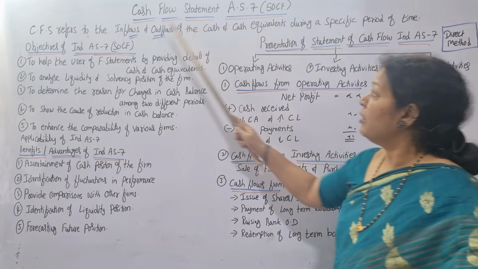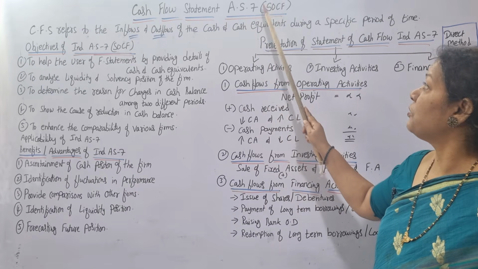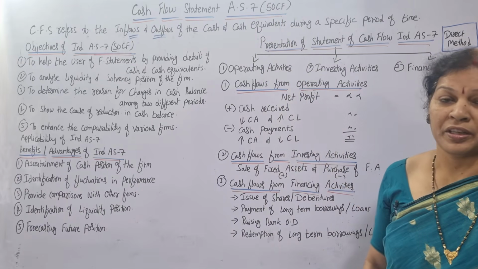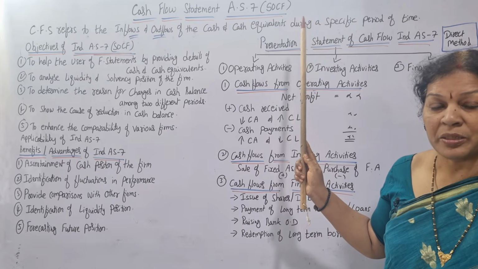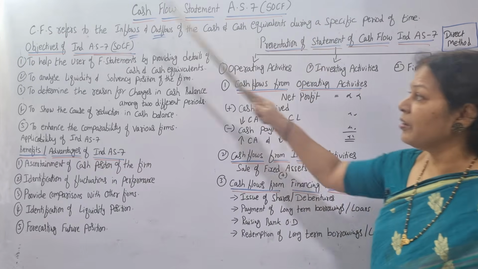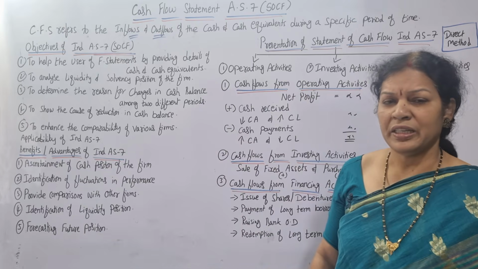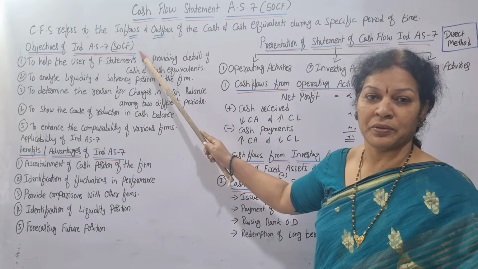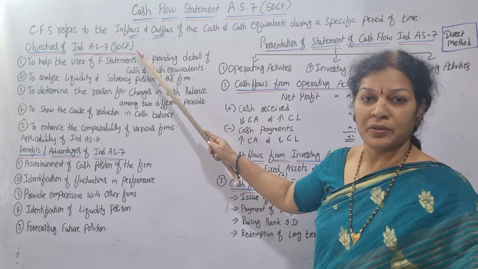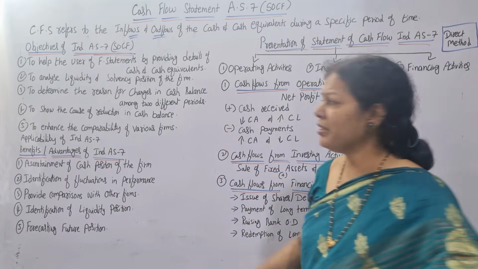Okay. Cash flow statement, Accounting Standard 7. In short, we are saying SOCF. SOCF means Statement of Cash Flow. Now let's see a few objectives. What are the objectives of Indian Accounting Standard 7, the Statement of Cash Flow? We have 5 objectives. Very easy to understand.